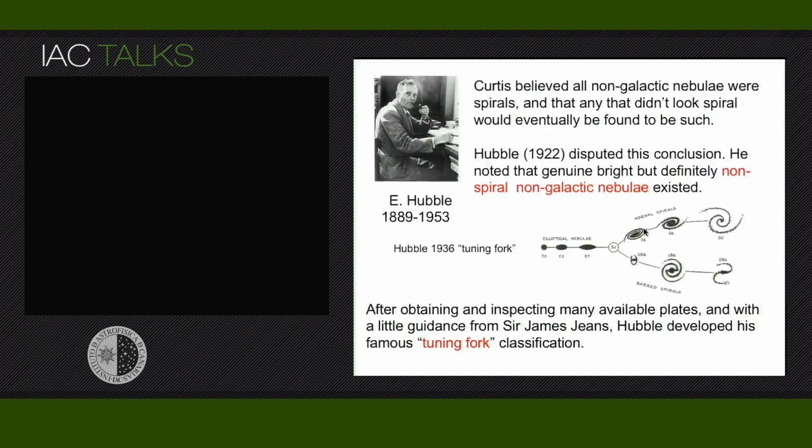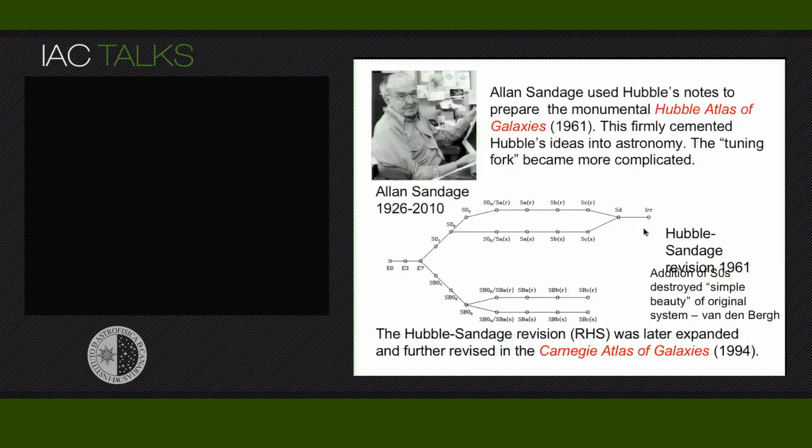So after obtaining many plates, Hubble had a little bit of guidance from Sir James Jeans. In Jeans's very famous book, Astronomy and Cosmogony, published in 1929, he read Hubble's 1926 paper and schematicized it as kind of a tuning fork. Hubble maybe was influenced by that, but doesn't acknowledge it. Maybe that inspired him to lay out his classification this way. So anyway, the tuning fork is there, but it's probably not right, but it's okay.